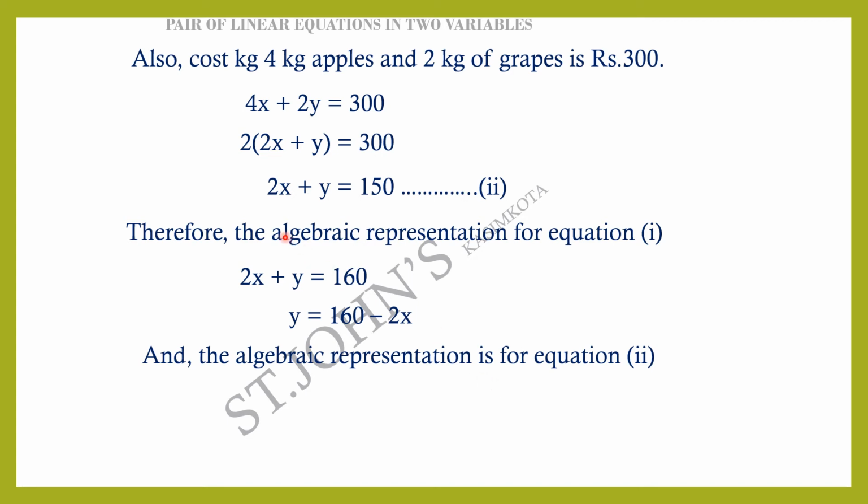Now the algebraic representation for equation 2. The second equation is 2x plus y equals 150, then y is written as 150 minus 2x. Are you clear? Already we got two y values: one is 160 minus 2x and another is 150 minus 2x. Now you have to write the values of x and y for both equation 1 and equation 2.